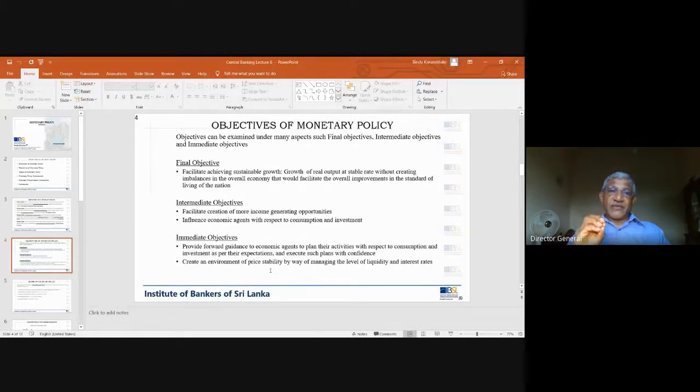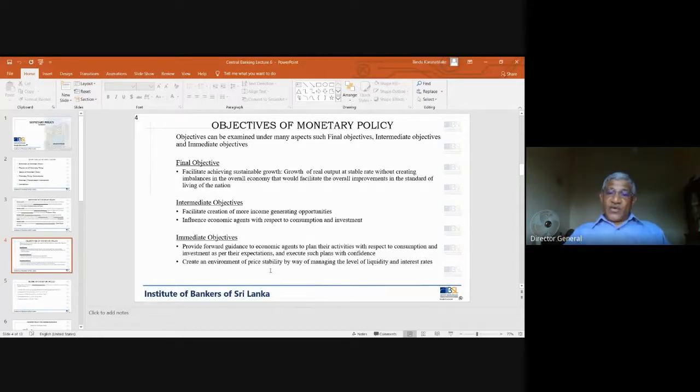And if the availability of goods and services is increasing at a stable rate, that is sustainable growth. Let's look at it further. As I said, we will go very slowly in this because each and every term is important in this discussion. Growth of real output at a stable rate without creating imbalances in the overall economy. That is also very, very important, this concept. Without creating imbalances in the overall economy, that would facilitate the overall improvement in the standard of living of the nation. That is the final objective.